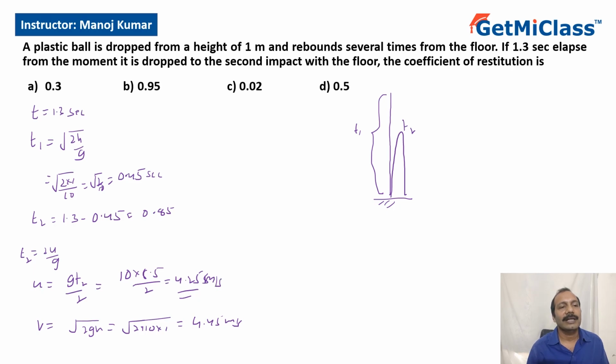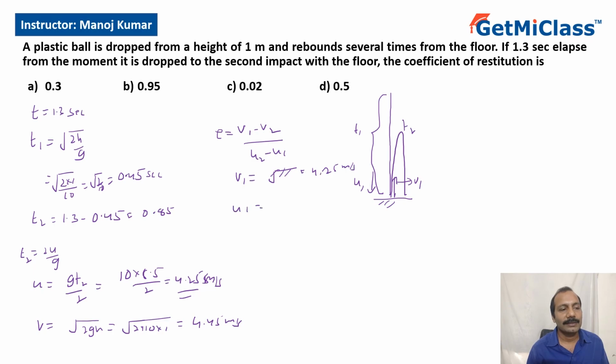Now let's look at coefficient of restitution. Coefficient of restitution is velocity of separation by velocity of approach. Now here, let's say it is reflected with speed v1 and it hits with speed u1. Then v1 equal to how much? v1 is u, that is equal to 4.25 meter per second.